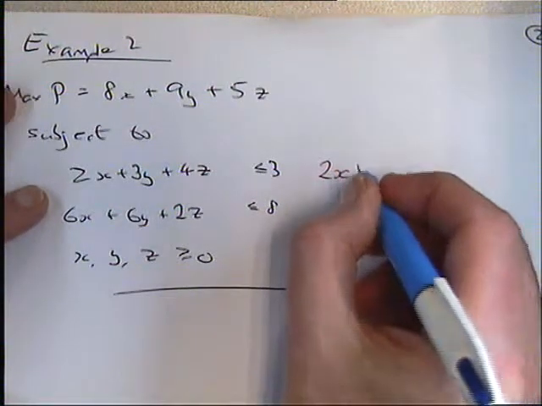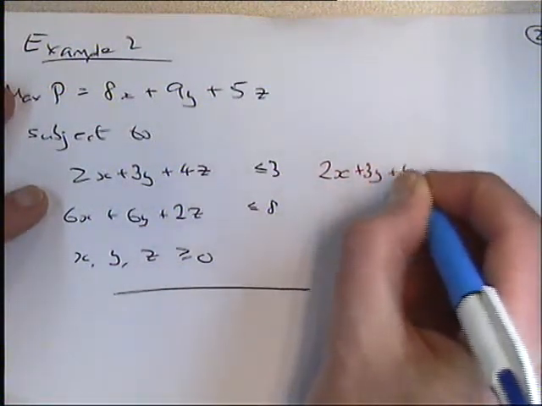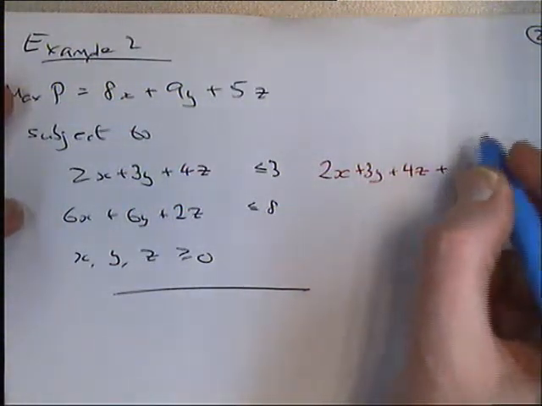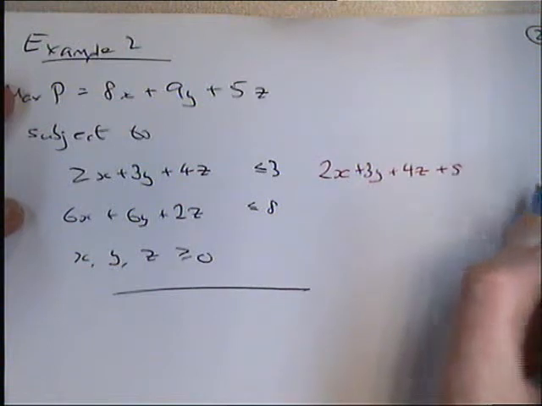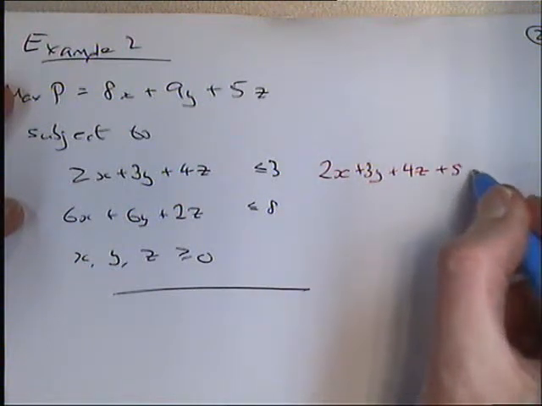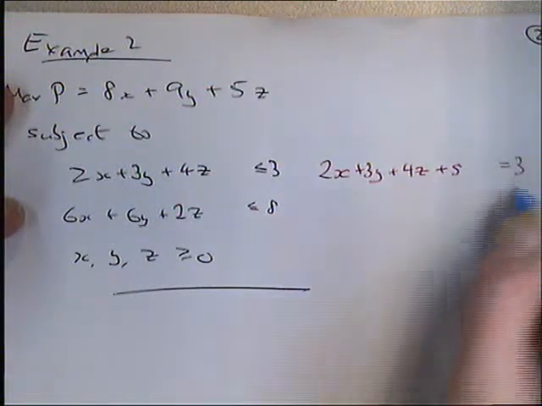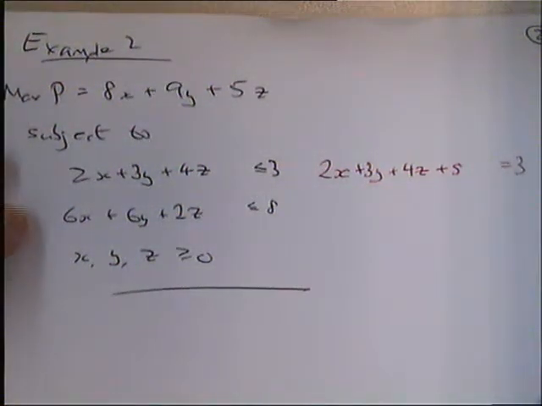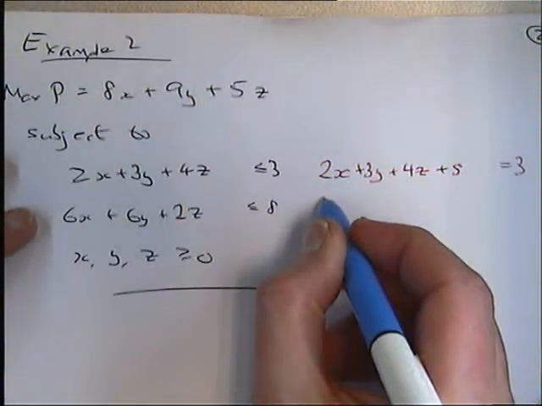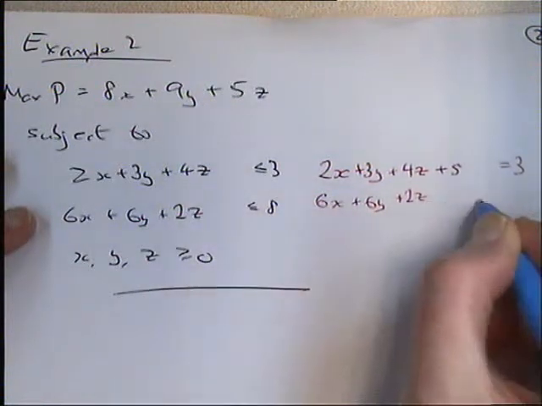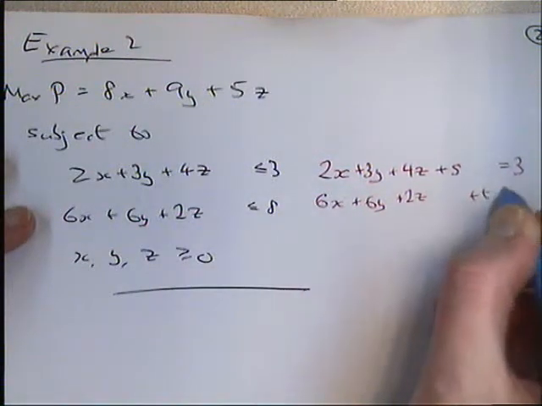2x plus 3y plus 4z plus t. We generally use S for the first one and T for the second one, okay? So S, and I'm going to leave a gap actually there. I'm going to leave a T column, although I'm not going to put anything in it, and that would equal 3. So Megan, can you do the same thing for the second constraint? What will that be? 6x plus 6y plus 2z plus t. Yep, and that will equal 8.